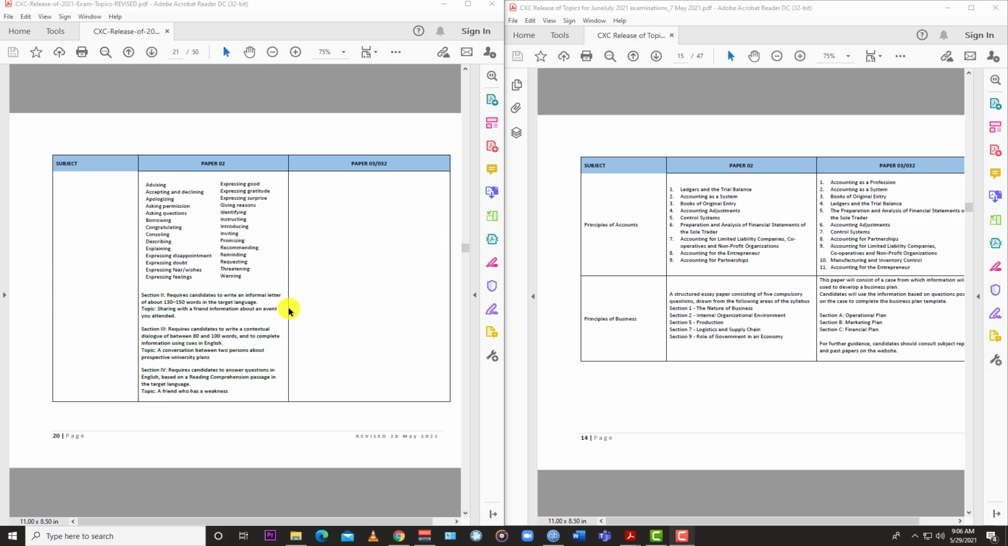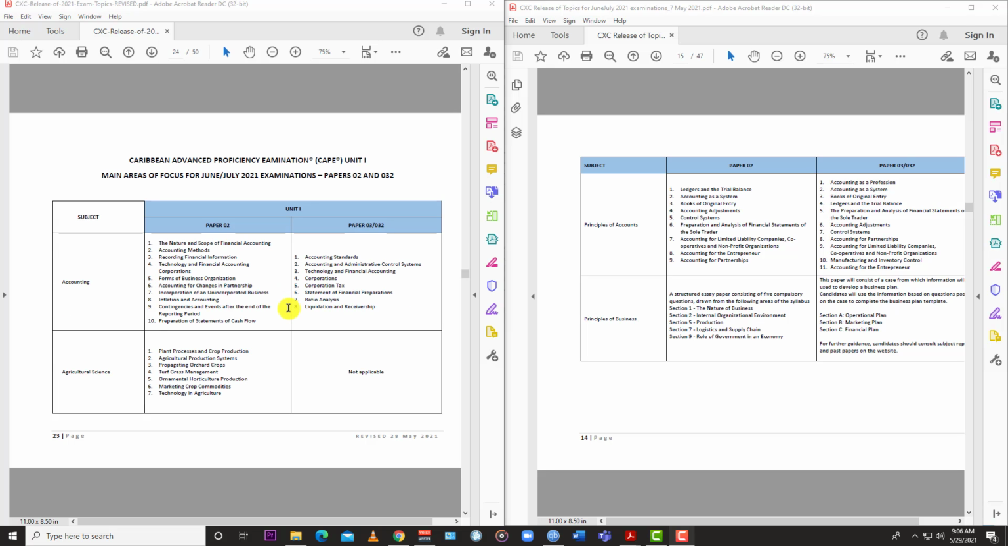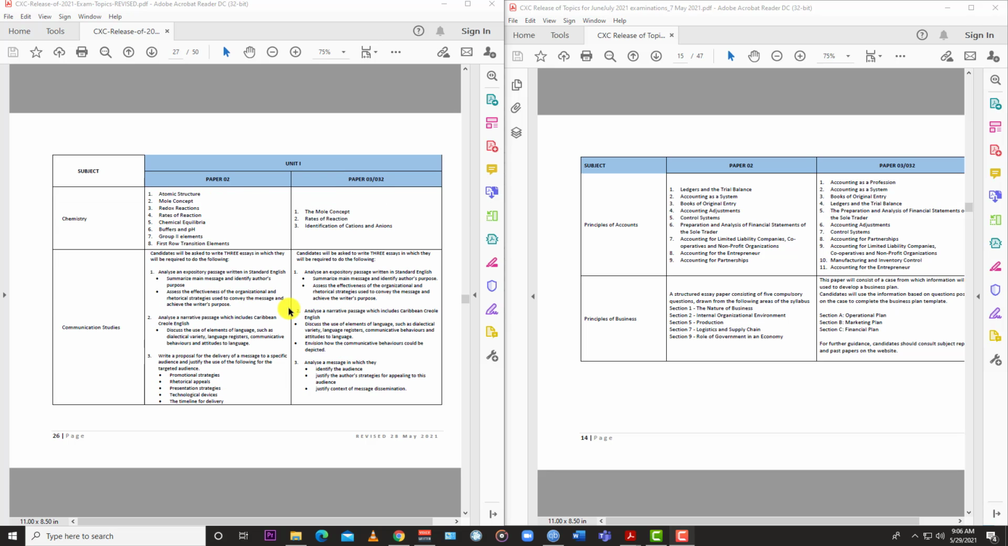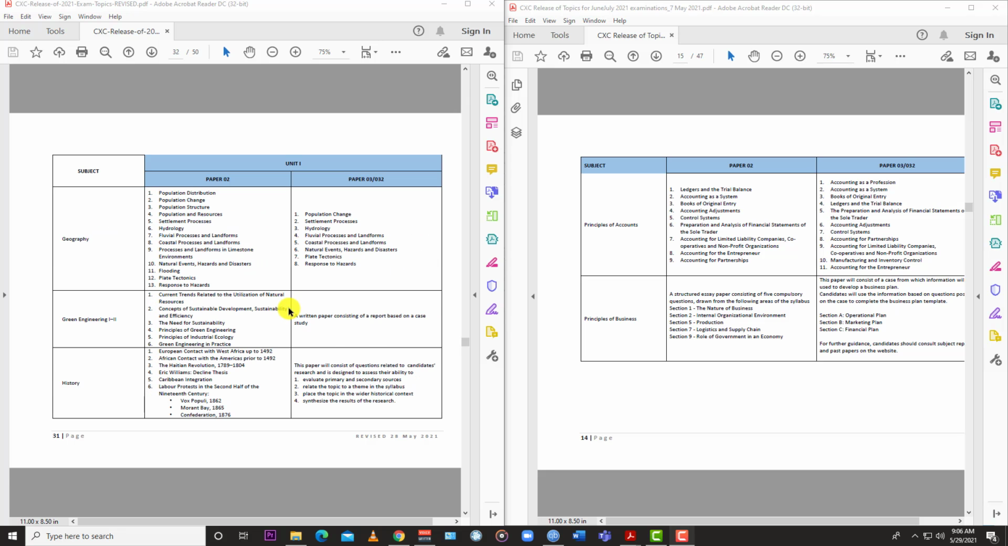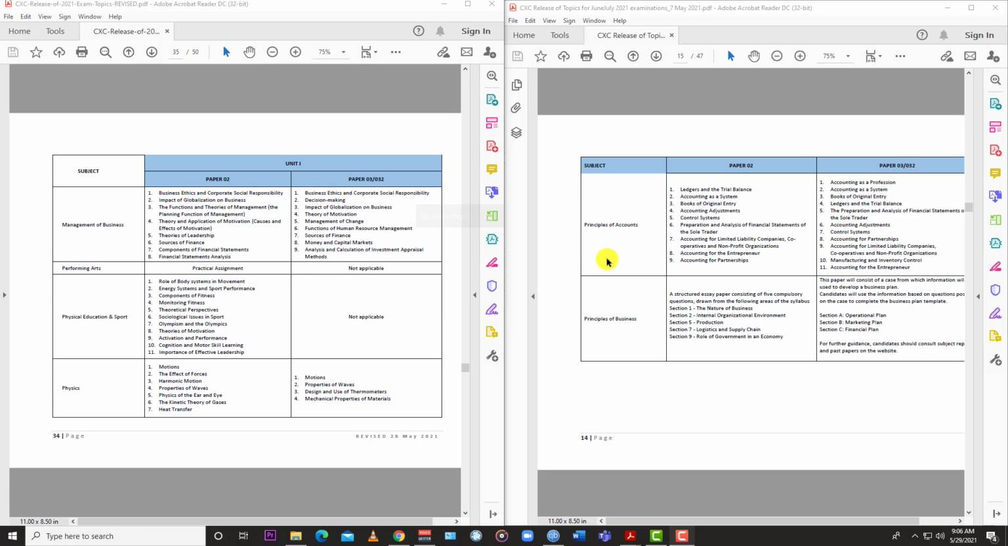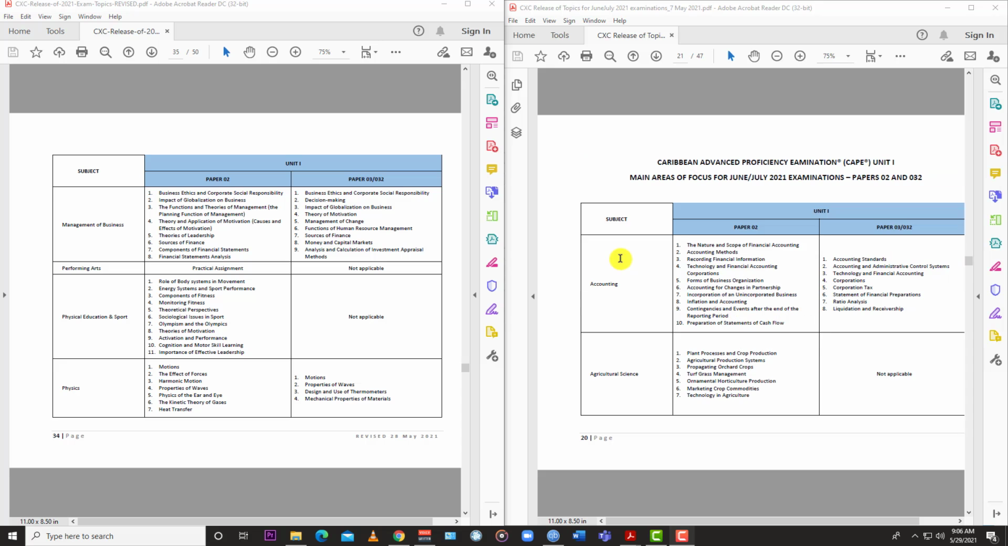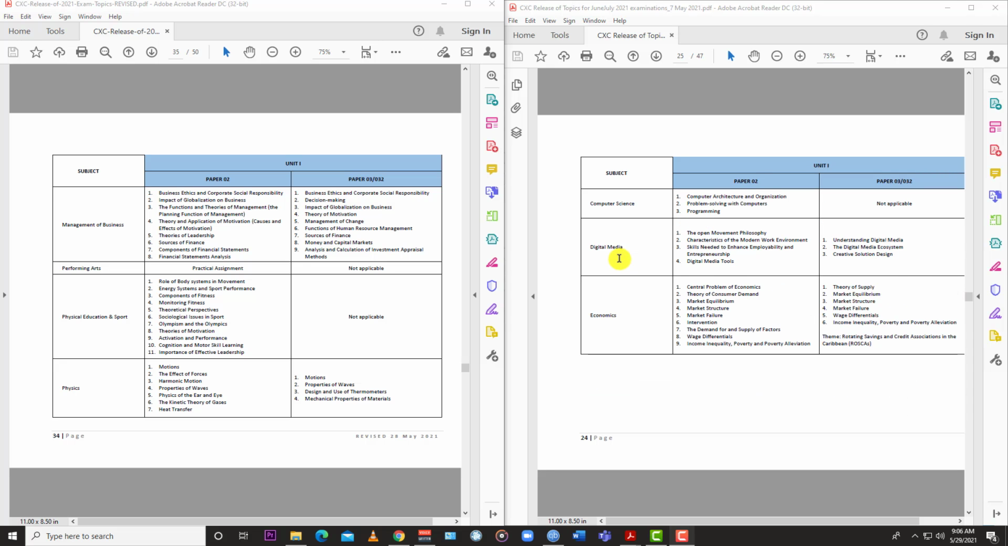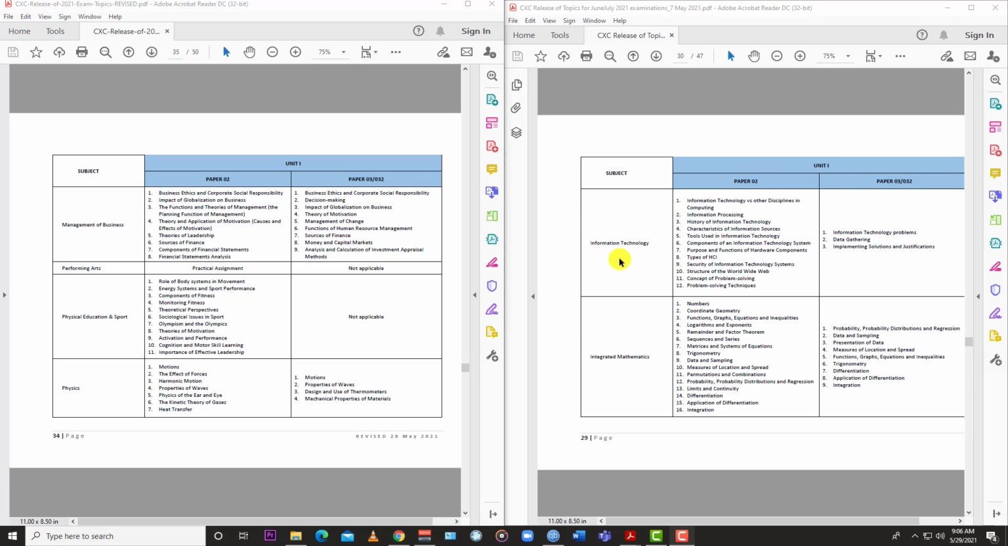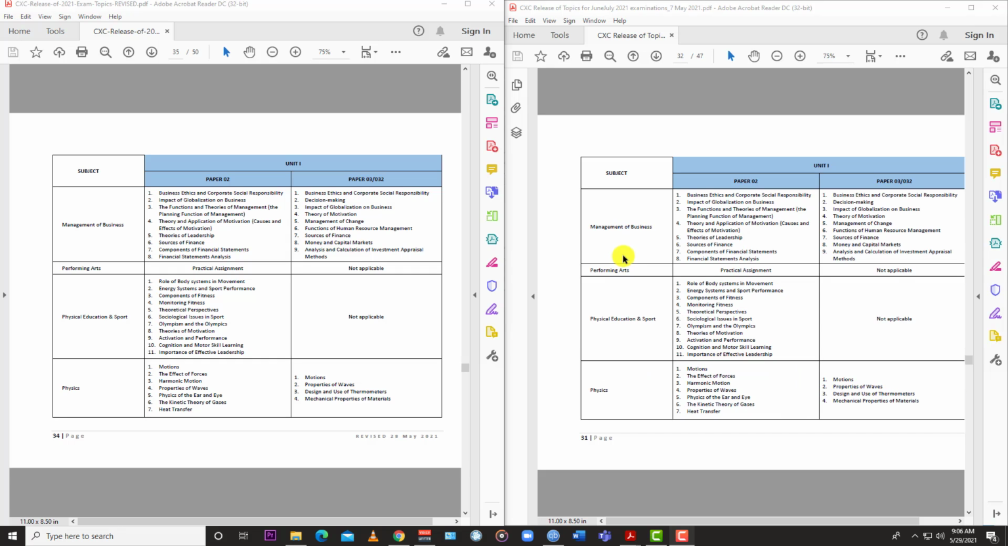So let's look at MOB for a second here. Management of business, here we go. That's the revised on the left, and on the right we have the original. And again, the same thing, the same topics.